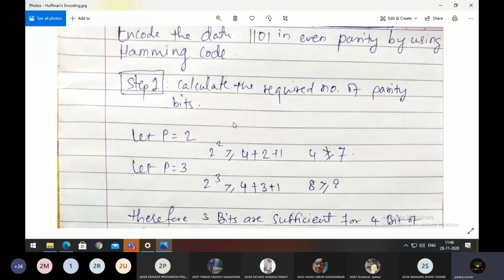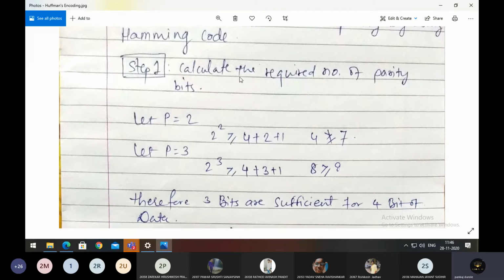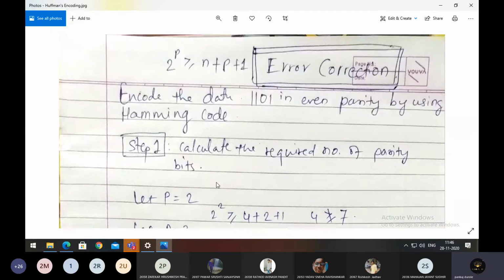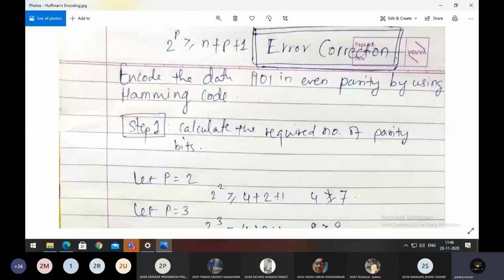Now the very first step we will do is calculate the required number of parity bits. If it is 4-bit data, how many parity bits will be required? Now we know that inside the information bits we need to add the parity bits, and then the information bits and the parity bits will form the final number, which should be in even parity.